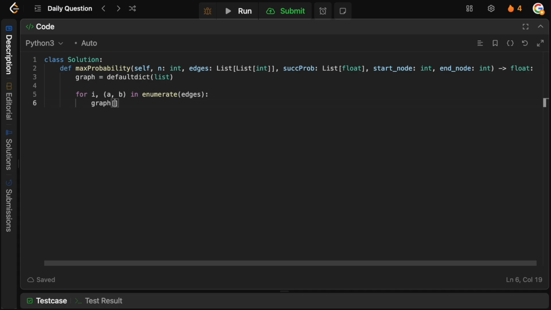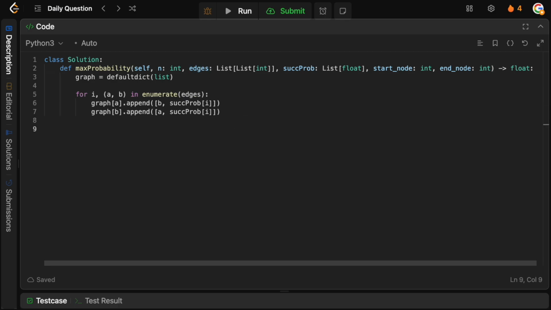We're going to say that there is an edge from node A going to B, and then we also want to store the cost of going to that node, which is stored in success probability. For a given edge, it's going to be at index i, so we're going to say graph of A append B and success probability of i, and then we're going to have the opposite for the graph. So from B, we can also get to A, and the probability of that is going to be success probability of i. That basically represents the success probability of traversing this edge at whatever the index is.